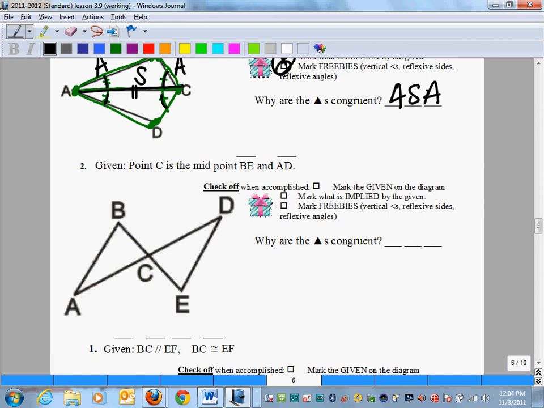Okay, check page 4. Okay, now I'm going to walk you through GIF one more time. We're going to do number 2 together.